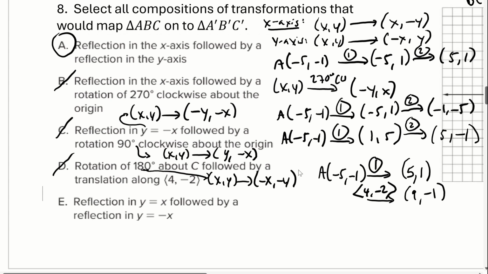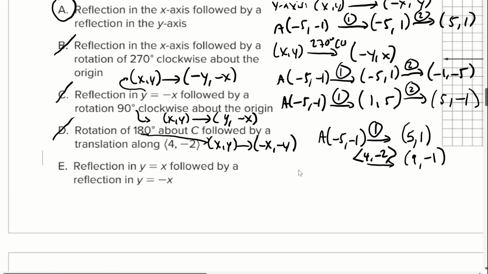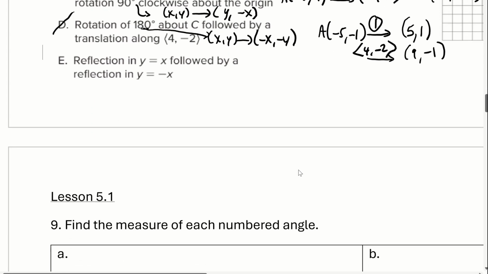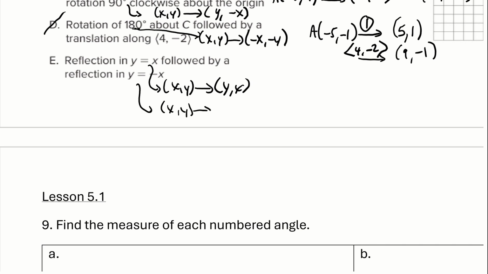Maybe there is only one answer. I don't know. Let's see. It says select all, so there might be a minimum of one. So reflection in y equals x followed by reflection in y equals -x. Okay, so the rule for y equals x is you switch the coordinates. The rule for y equals -x, if you recall, is you switch them and put negatives. So this might be it. So let's see.